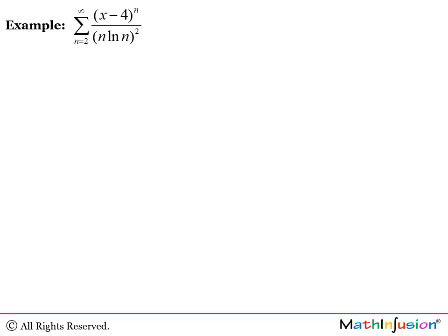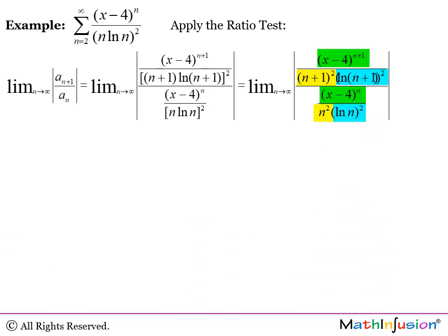Example. The sum of x minus 4 to the n over n times ln of n, all to the power of 2. We will apply the ratio test. In order to simplify the computation of the limit, as you can see here, instead of taking something that has 2 terms to the power of 2, I have the first term to the power of 2 and then the second one to the power of 2.